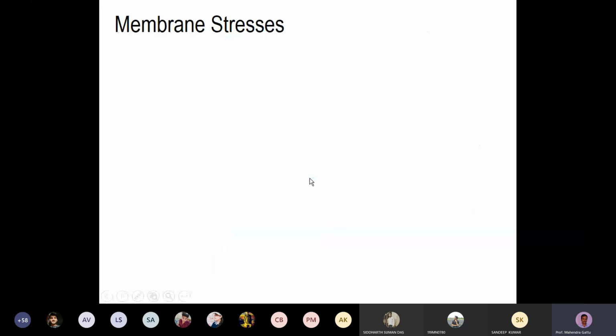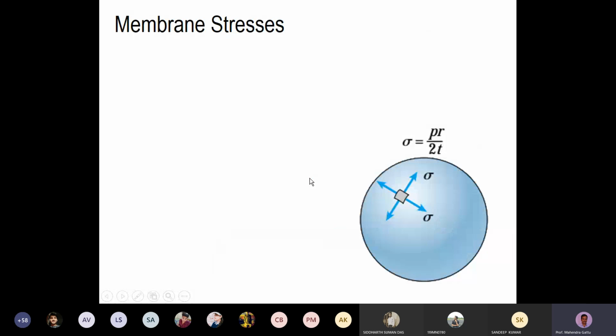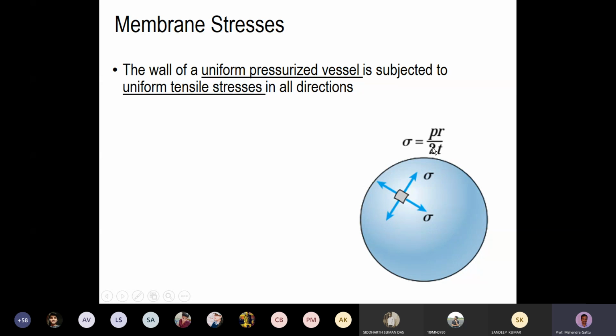Now, on the pressure vessel, because of symmetry, the stress on the surface will be equal in both directions. So whatever stress sigma is there, the same sigma will act in the other direction also. We are doing that approximation by neglecting the t by 2r term, and we will have sigma is p r by 2t. So this stress is a uniform tensile stress. It acts along the tangent for that small area, and these are called the membrane stresses.